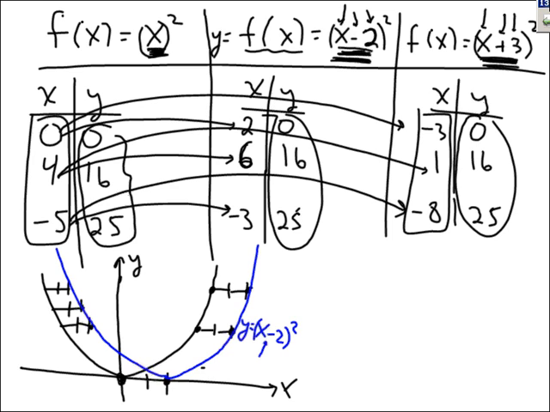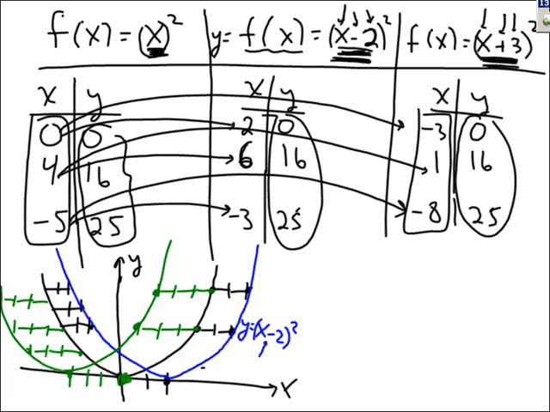So we live up to that. This point, I go 3 to the left. This point goes 3 to the left. This point, 3 to the left. Every point goes 3 to the left. And what you get is a function that looks like that.